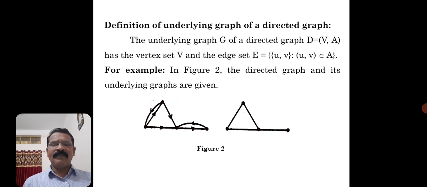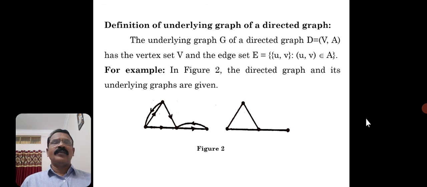For example, here we have considered one directed graph and its underlying graph. You can see the difference. There are two multiple edges between these two vertices. Instead of that, we have considered only one edge. Again here also two multiple edges are there, and here we have considered only one edge. So this is the underlying graph of this digraph. These are the ideas.